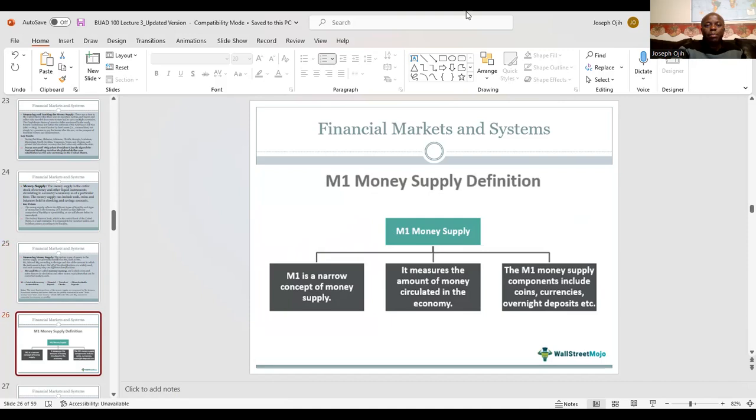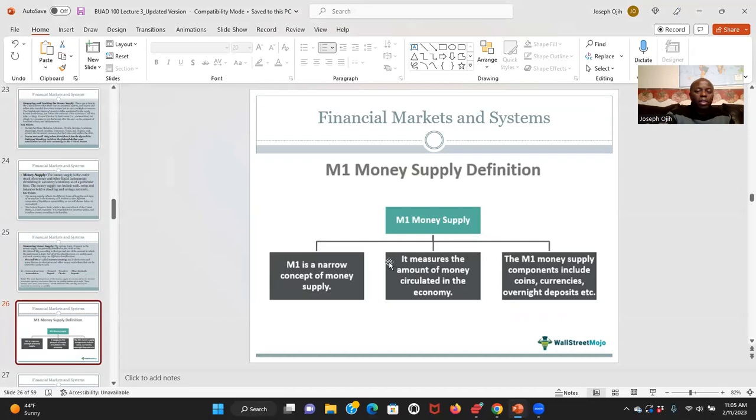So this further describes the features of M1 money supply. It is a narrow concept of money and measures the amount of money circulating in the economy. And like I said, it includes coins, currency, and overnight deposits, and it is the most liquid type of the money supply that we have.